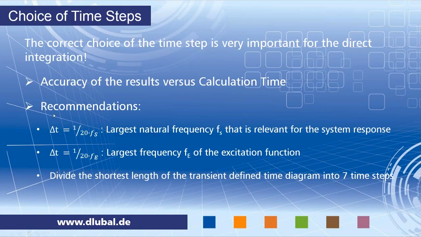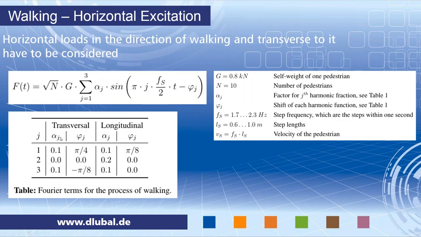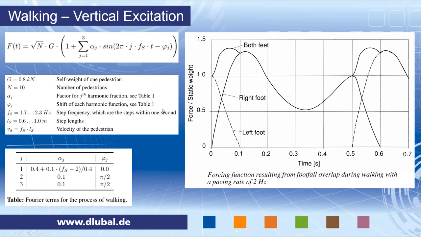So I go back to the walking vertical. This is the function we just applied at the moment. What I did is the term in brackets, 1 plus, and then I have the 3 Fourier terms, which are the alpha values, the 0.4, the 0.1, and the 0.1. And then I have the 2 pi multiplied with j. J is just increasing with 1, 2, 3. And then we have the step frequency and the shift down here. And now what's still missing is the square root over n and the self-weight of one pedestrian.